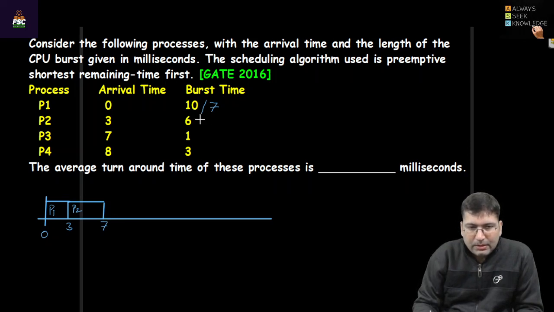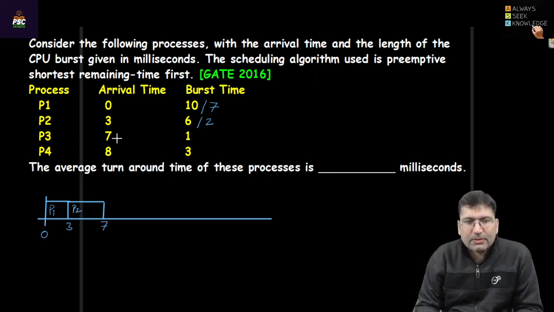Now if you look, P2 has been executed for 4 cycles. So now P2 will be requesting 2 CPU cycles, and the newly arrived process P3 is requesting only 1 cycle. Less number of cycles is being requested by P3, so P3 will be scheduled here and can be executed for only 1 cycle. So till 8 P3 will be executing, and P3 is done with its execution.